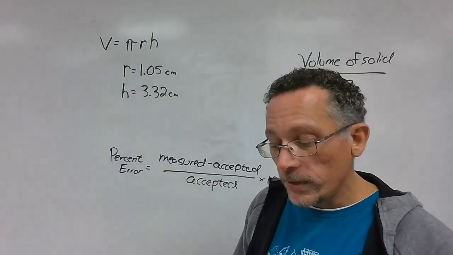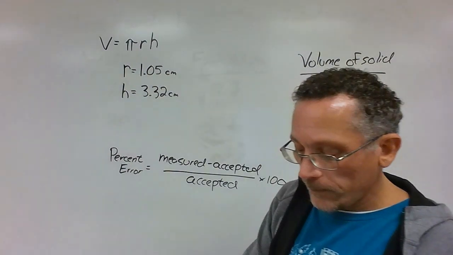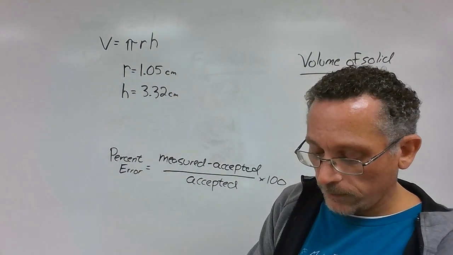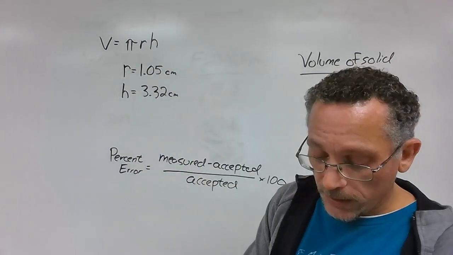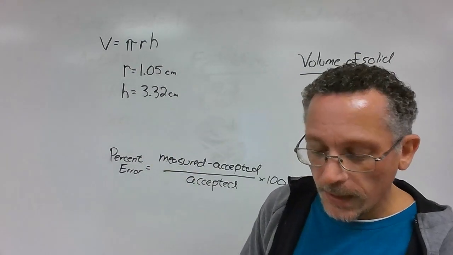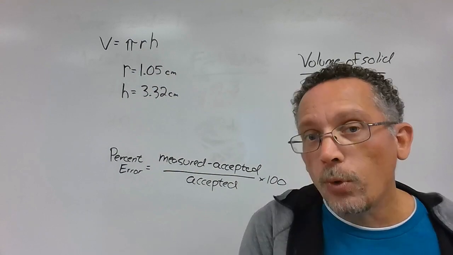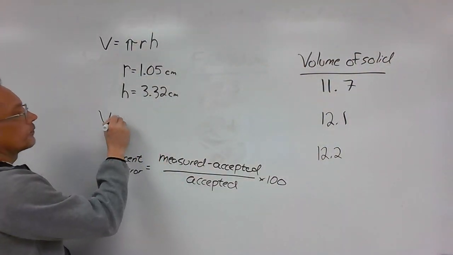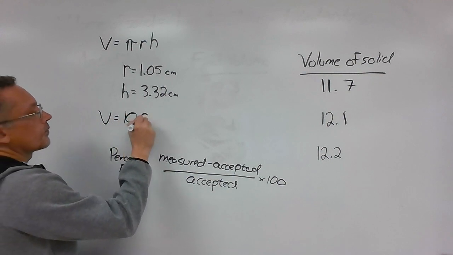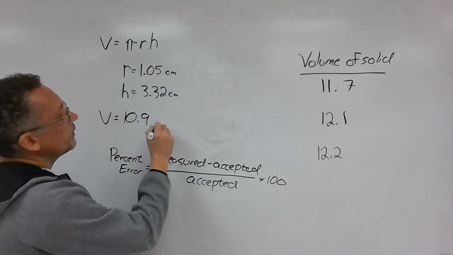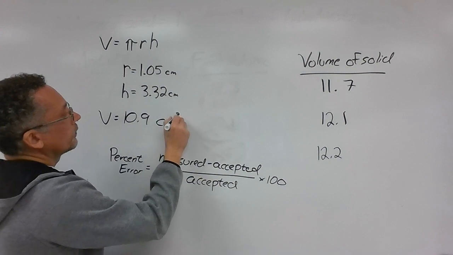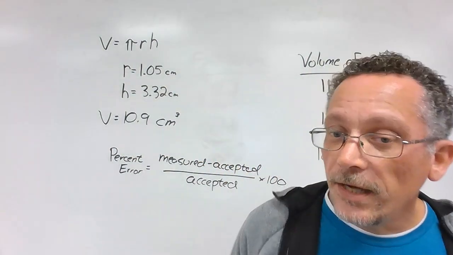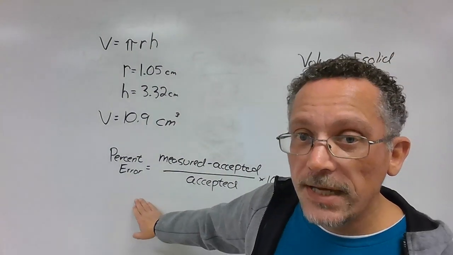So let's put those numbers in there and see what the volume of the cylinder is using this method. So pi times the radius squared times the height gives me about 10.9. And then, of course, that would be cubic centimeters.